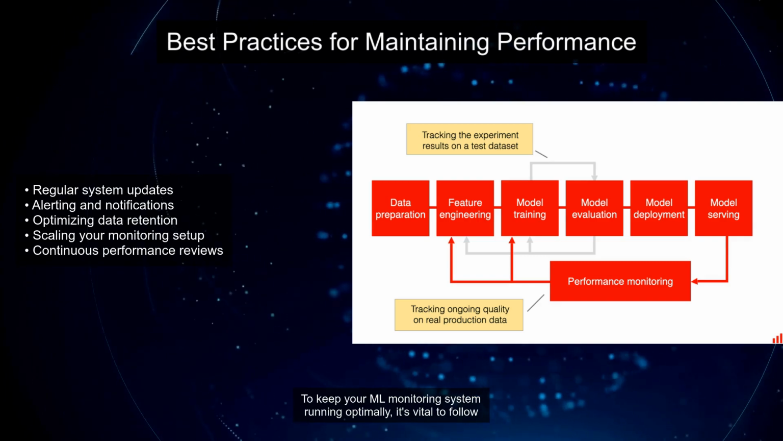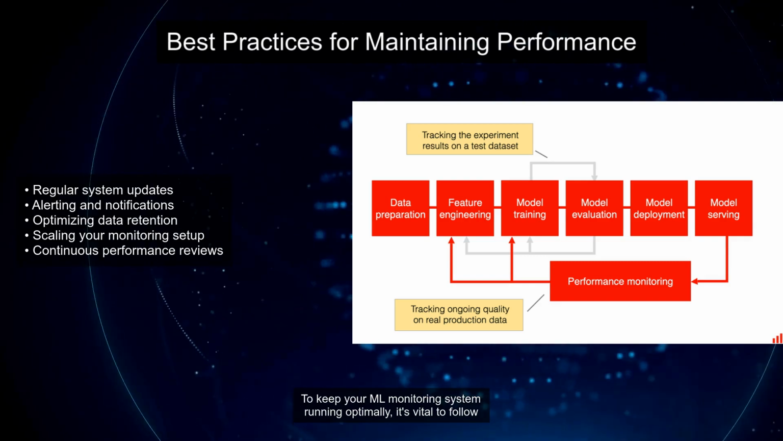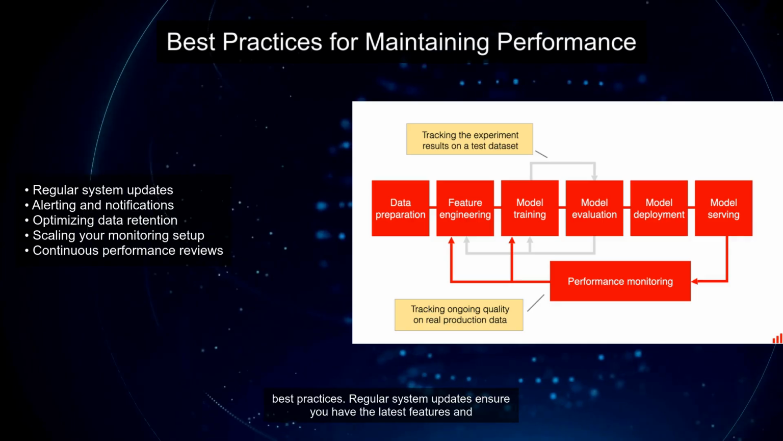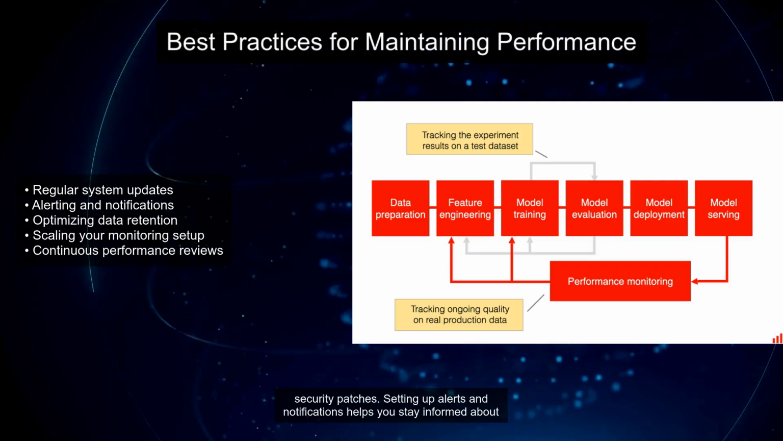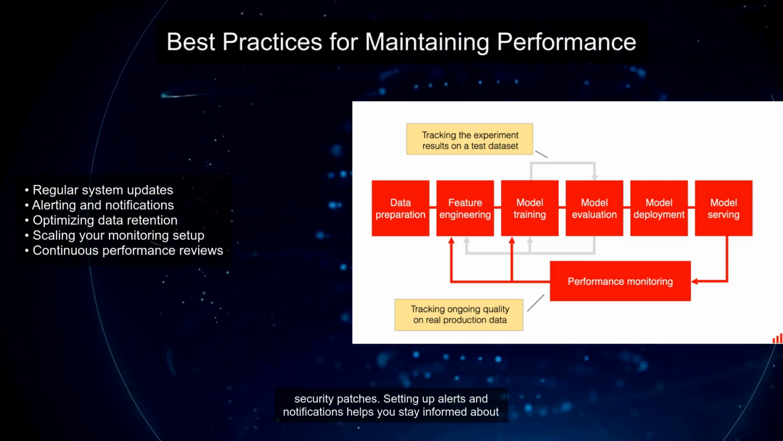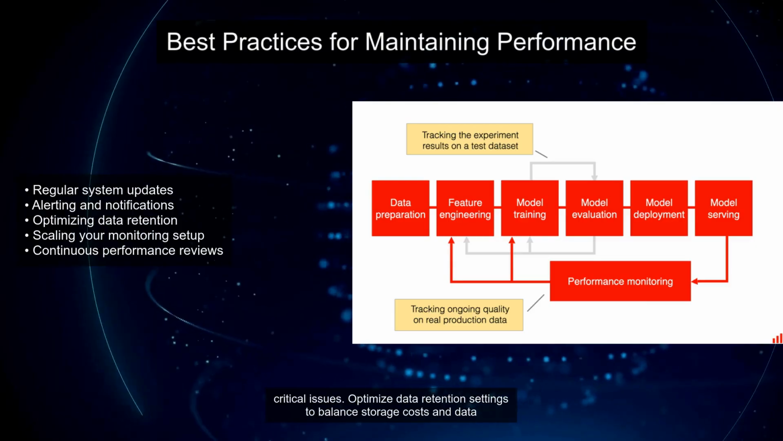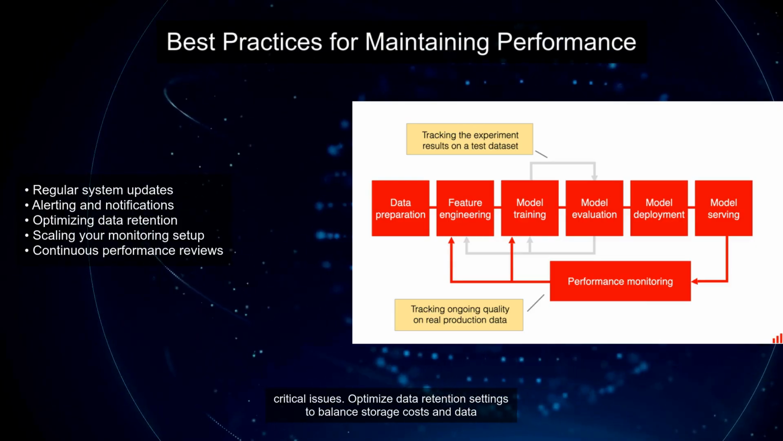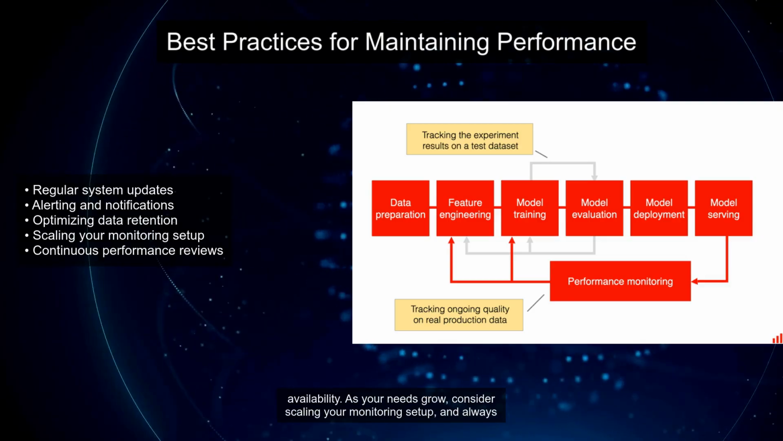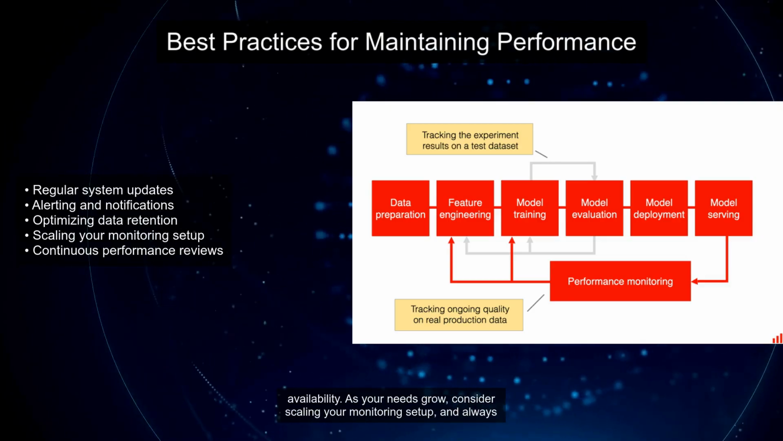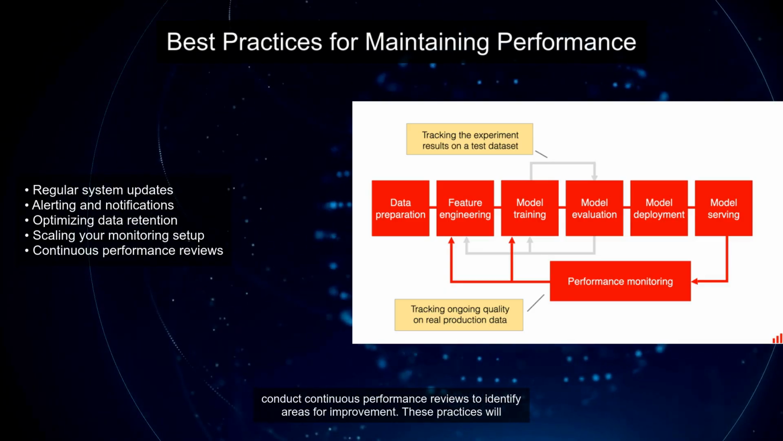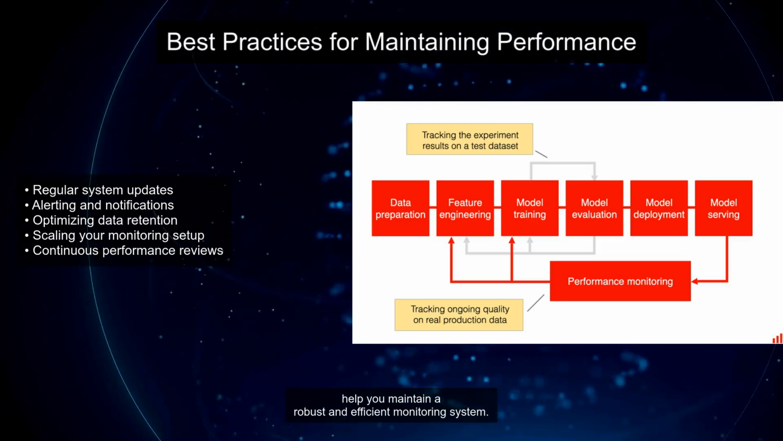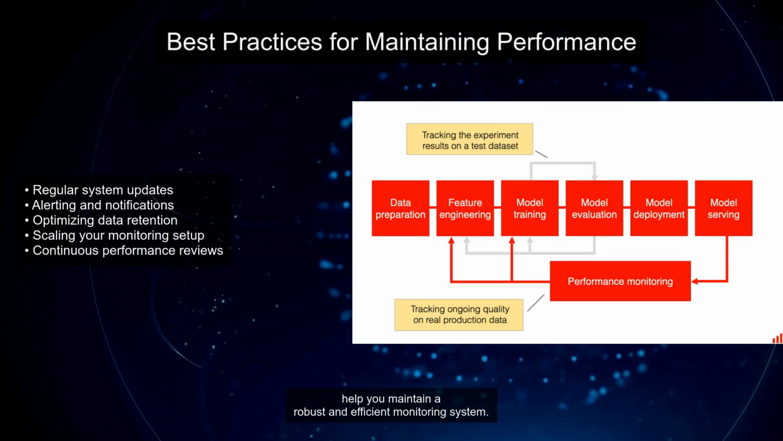To keep your ML monitoring system running optimally, it's vital to follow best practices. Regular system updates ensure you have the latest features and security patches. Setting up alerts and notifications helps you stay informed about critical issues. Optimize data retention settings to balance storage costs and data availability. As your needs grow, consider scaling your monitoring setup, and always conduct continuous performance reviews to identify areas for improvement. These practices will help you maintain a robust and efficient monitoring system.